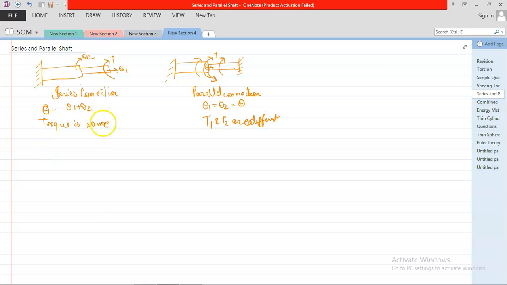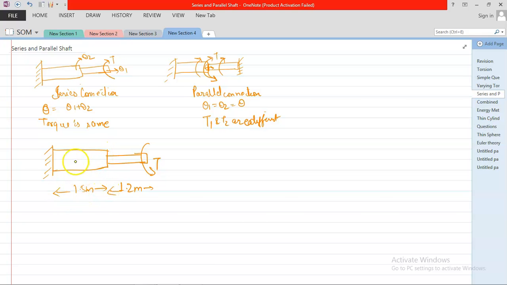Okay, suppose this is your two bodies. It is given torque. The length is 1.2 meter here and it is given 1.5 meter here.